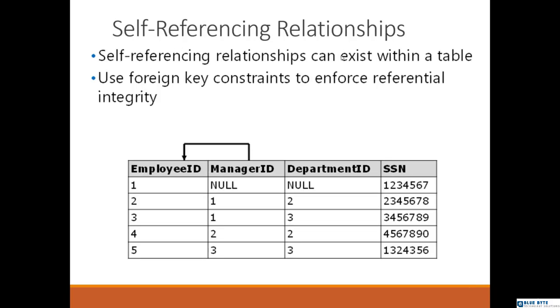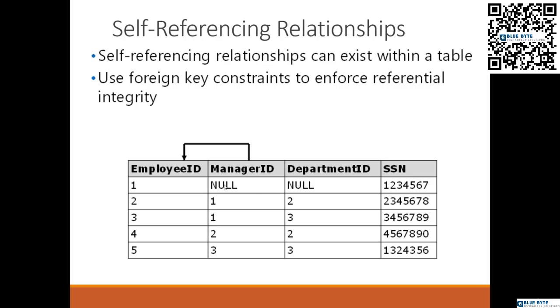Another point is the self-referencing relationship. It occurs when a one-to-many or one-to-one relationship exists within a single table. For example, imagine an employee table that includes the columns employee ID and manager ID. The manager ID column indicates the employee ID of the manager for any given employee. The values in the manager ID column are a subset of the values in the employee ID column. To maintain referential integrity between the columns, you must create a foreign key on the manager ID column that references the employee ID column. A self-referencing relationship might be optional or it might be required. If it is optional, a null value will be allowed.